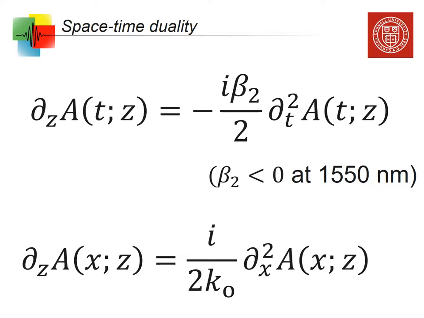Something interesting about dispersion is it can take on either sign. It's negative for anomalous dispersion, which is going to be at 1550 nanometers, and it's positive for normal dispersion. So there is a little bit of a difference here, but for the most part, they're really directly analogous.